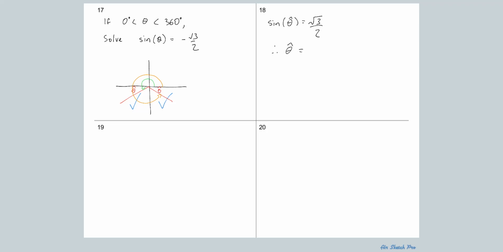So look at your information sheet, find root 3 on 2 in the sine row, and then go up and tell me what the angle is. Pi on 3? So that's 60 degrees. Note that my information sheet says pi on 3, but I'm just translating in my head as I go along to 60 degrees. Okay, so the acute angle is 60 degrees.